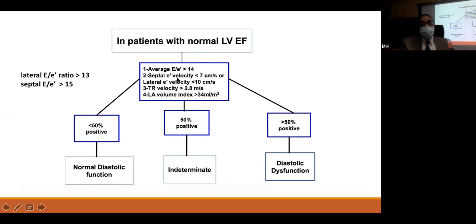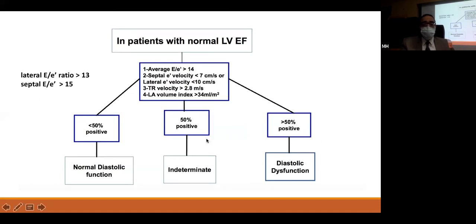The second one is the absolute value of the E prime velocity. If the lateral E prime velocity is less than 10, or the septal E prime velocity is less than 7, this is the second point. The third one is tricuspid regurgitation velocity more than 2.8, and the fourth one is a dilated left atrium. They do not use the left atrial anteroposterior diameter, but the left atrial volume index more than 34. If we have 3 among these 4, this patient definitely has diastolic dysfunction.